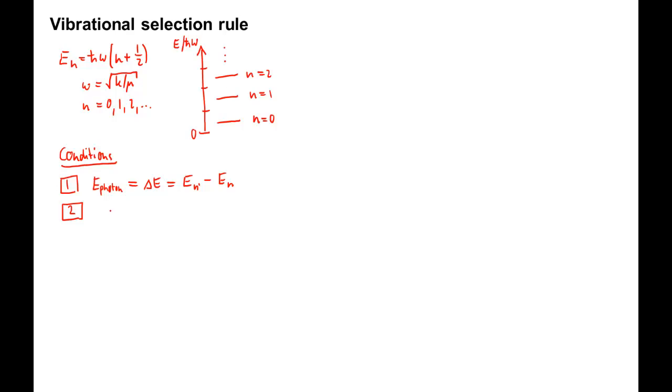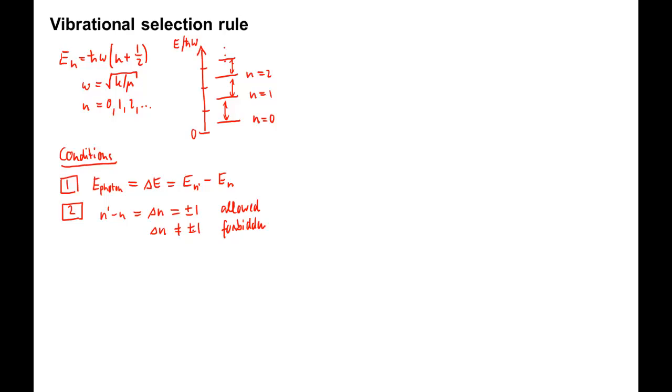Condition number 2. Photon absorption or emission is only possible if the two states are adjacent. That is, between 0 and 1, or between 1 and 2, or between 2 and 3, and so on. That means the vibrational quantum number is only allowed to change by 1 during the transition. So n prime minus n, which we designate with delta n, has to be equal to plus or minus 1. These transitions are called allowed transitions. And all others, where delta n is not equal to plus or minus 1, are called forbidden transitions.